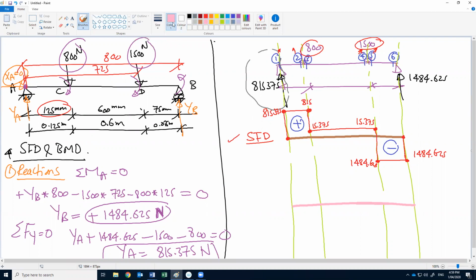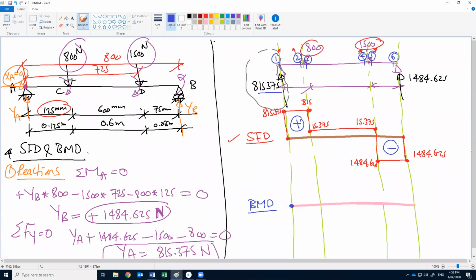Okay. So for the moment calculation, bending moment diagram. What is the moment at the beginning of the beam? What is the moment at 1? At 1, zero. Only this force causes moment at the passing through, so the moment should be 0 at 1.